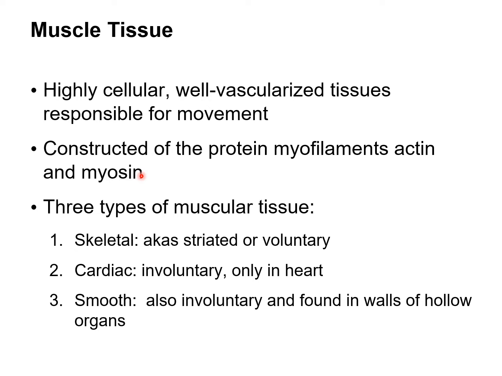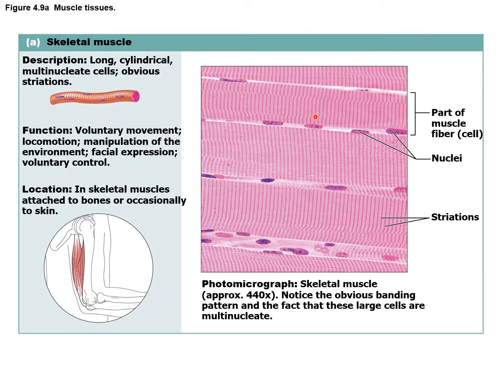What's important here is to know the three types of muscle tissue: skeletal, cardiac, and smooth. We'll see pictures of them and go through their characteristics on the upcoming slides. Skeletal muscle, also called striated muscle, is named that because it appears striped. They're long, cylindrical cells, which we call muscle fibers, and they have multiple nuclei instead of just one nucleus.